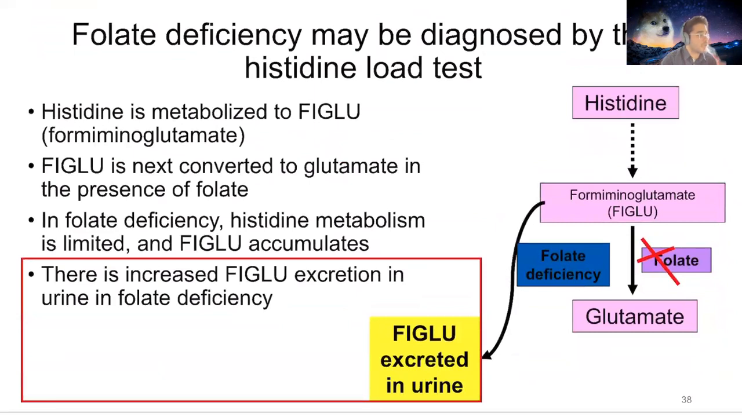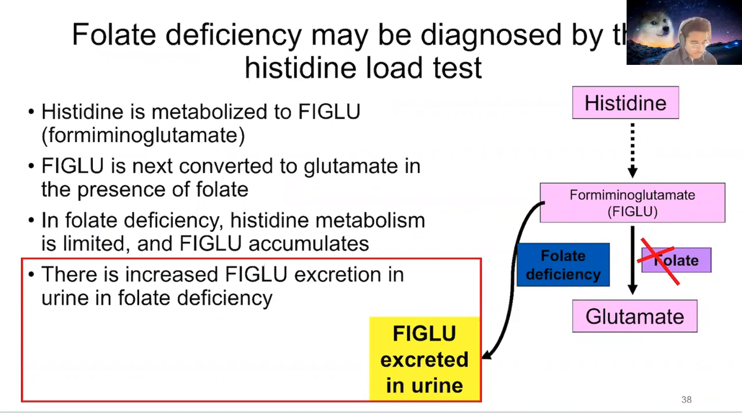Okay, FIGLU. I like this one because it sounds funny. Histidine gets converted to FIGLU. It's a multi-step process, but what you essentially do is take FIGLU and convert it into glutamate, right? Glutamate is one of the carriers of your nitrogenous wastes, so it's important that you create this minor pathway to make sure it functions properly.